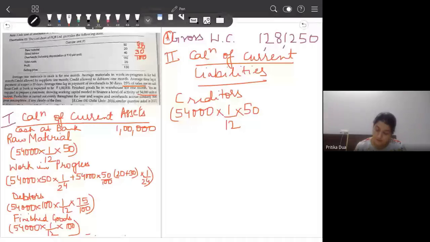Apart from this, there is a time lag of payment of wages. In wages it is 10 days, while in payment of overheads it is 30 days. So which means both these values need to be calculated on daily basis.